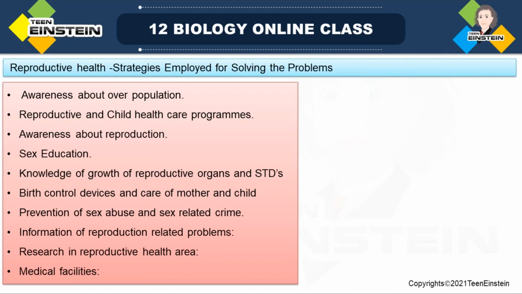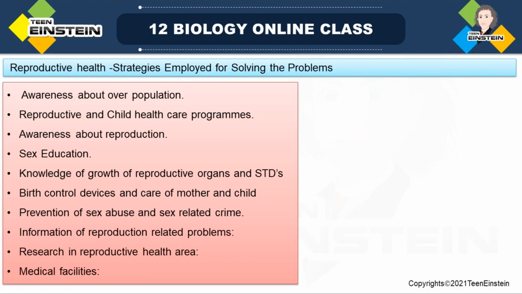Then prevention of sex abuse and sex related crime. In that, we should have awareness of these problems, like sex abuse and sex related crimes, know about the punishment related to them, and what the problems are. We need to create awareness so that people think in such a way as to take the necessary steps to prevent them, and that will help us solve the problem of a reproductively healthy society.